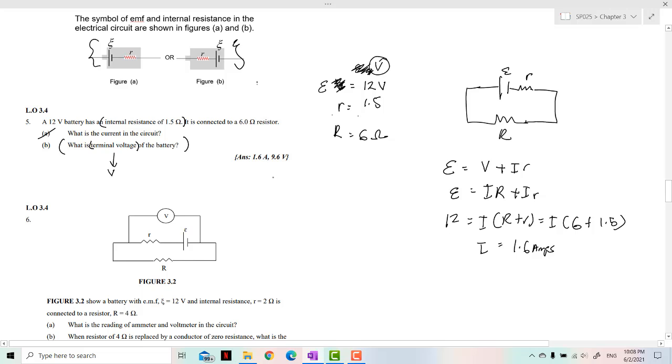So for question B, confirm V equal to IR besar. What is I? 1.6. What is R? Our R here doesn't include our internal resistance. Remember, bila kita cakap tentang terminal voltage, we don't include the internal resistance. So it's times by 6. So kita punya volt here is actually 9.6 volts for our question.